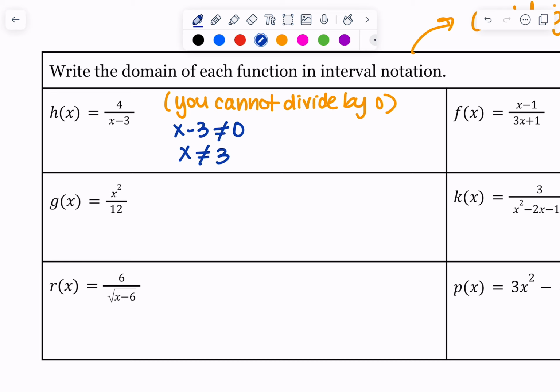So therefore, our domain is going to be any number but 3. So if I take a gap at 3, I'm going to go negative infinity to 3, union, which is going to kind of be like my gap, 3 to positive infinity. So what this says is that the domain is any number not 3. We know not 3 because these are curved brackets, not square brackets.